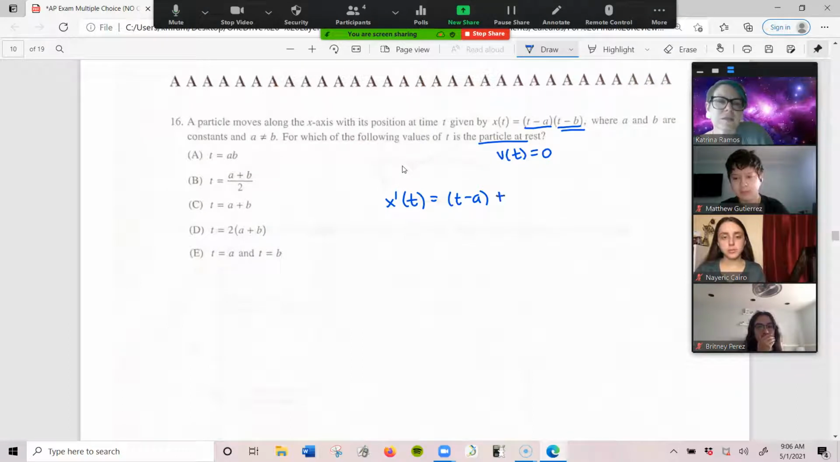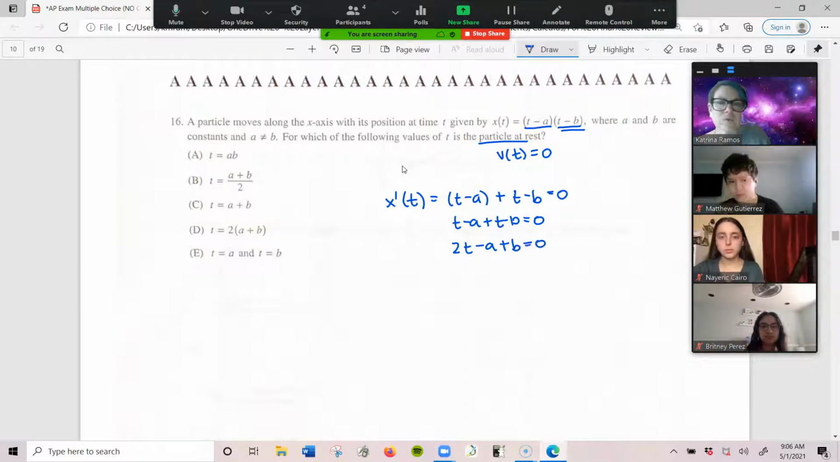So then plus, now we find the derivative of the first function, t minus a, which is again 1, and then leave the second alone, so t minus b, and make it equal to 0. Is that okay? Okay. So what we have here is t minus a plus t minus b is equal to 0. So this is 2t minus a plus b is equal to 0. So we're going to move everything over to the right side except for t.